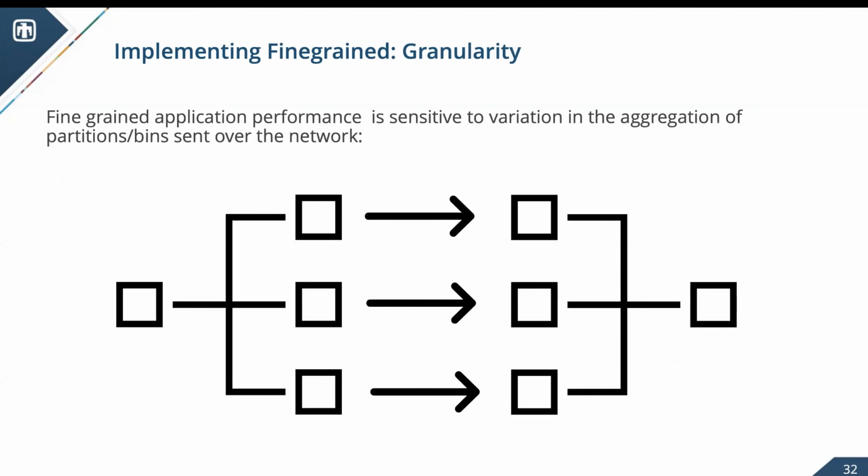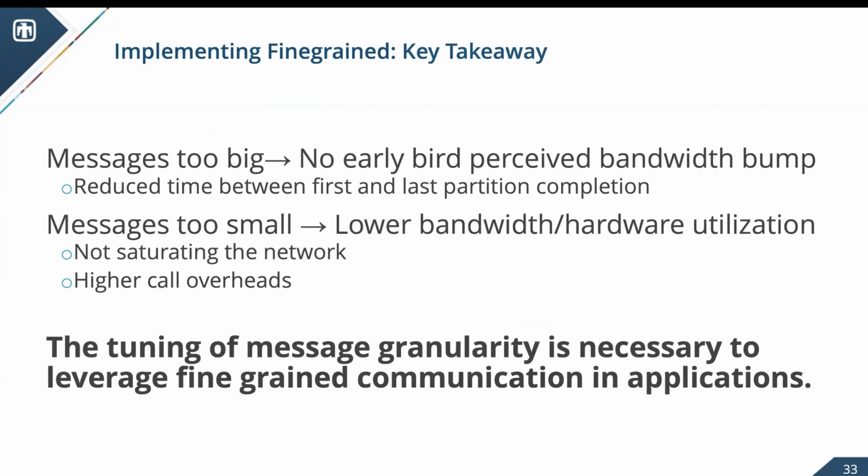The next part is that you really have to balance the aggregation of your partitioning or binning and how you send them over the network. The actual performance impacts or potential benefits of using early bird communication often are tremendously sensitive to exactly how many partitions and when you're sending them over the network. This is a pretty high-level description of a really big problem of message aggregation and message sizes. But the general dichotomy is this, and Matthew brought it up a little bit in his talk. If your messages are too big, there's no early bird perceived bandwidth bump.